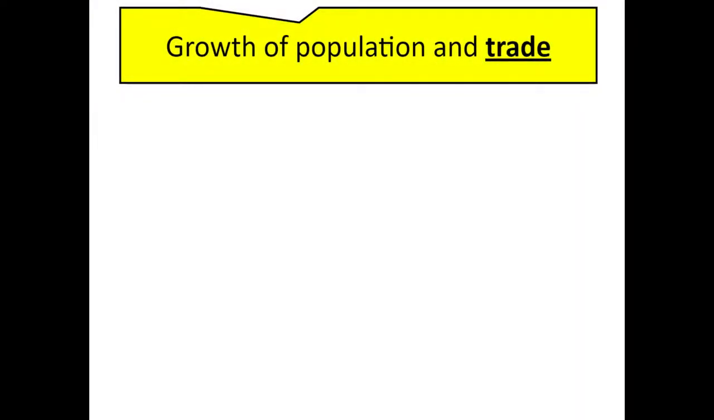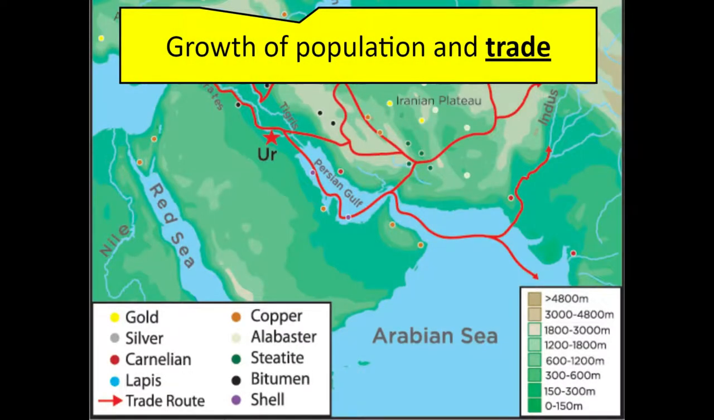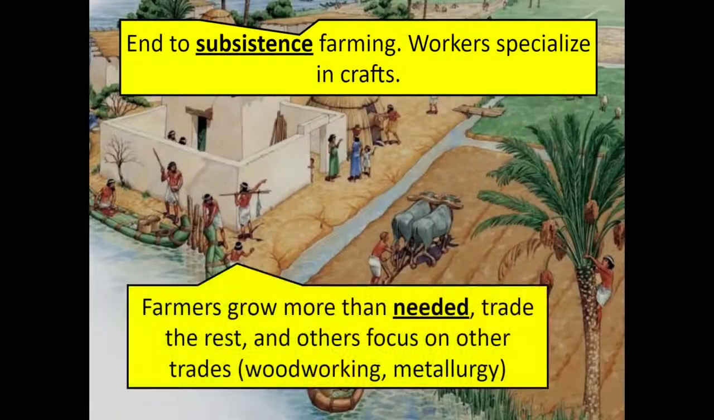So, first one, trade and a large population. Here on this map, you can see the trade system that the Sumerians used. So Sumerians have trade. A surplus of food. So Sumerians have that. They have an end to subsistence farming. Specialization. The workers specialized in crafts. Farmers grew more than they needed. They had that surplus. They were able to trade the rest. And then others were able to focus on developing those trades: woodworking, metalworking, creating boats, building houses.